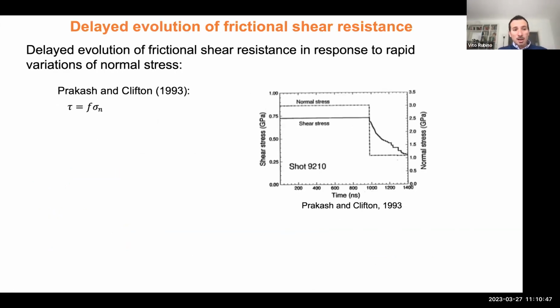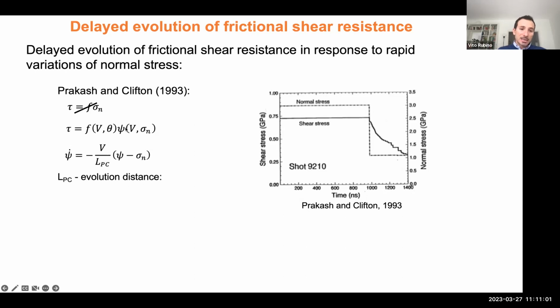So we need to introduce the Prakash-Clifton law, where shear stress is no longer proportional to the normal stress, but is proportional to a function psi of slip velocity and normal stress, and psi is given through its evolution. You can see that when psi dot is equal to 0, then psi is equal to sigma n, and we recover Coulomb friction. But otherwise, we have an evolution, and it has a characteristic slip rate, but also a characteristic evolution distance, L_PC.